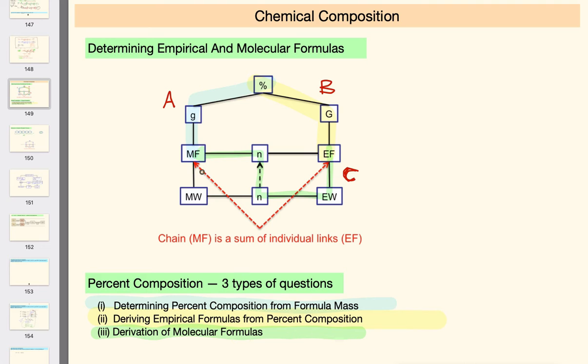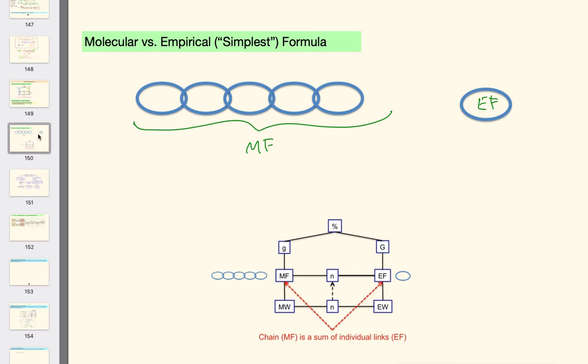So what I'm going to do is show you how to work an A type, a B type, and a C type. And in the mix, I'll teach you the difference between an empirical formula and a molecular formula. First of all, let's talk about an empirical formula versus a molecular formula. An empirical formula is often called the simplest formula. Let me give you an example.